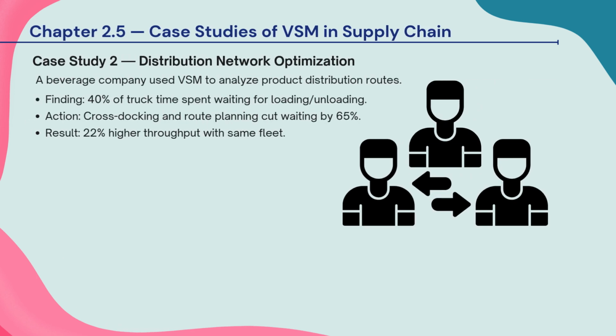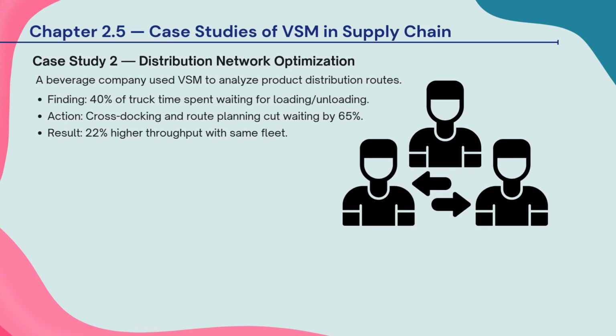This slide presents a case study of distribution network optimization using value stream mapping. A beverage company found that 40% of truck time was wasted waiting for loading and unloading. By implementing cross-docking and better route planning, they reduced waiting time by 65%. As a result, the company achieved 22% higher throughput using the same fleet, improving efficiency without additional resources.